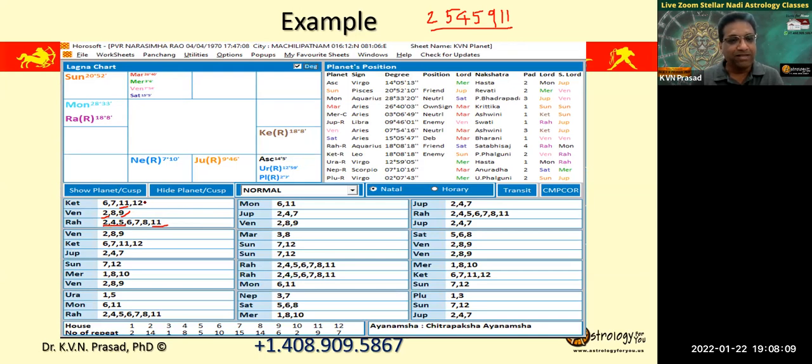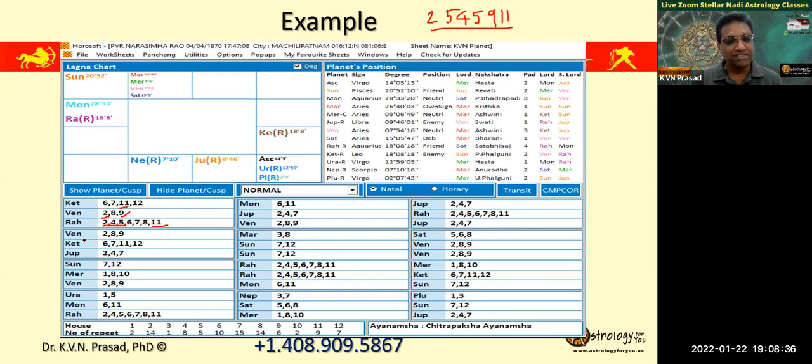That is one. So 2, 4, 5, 9, 11, in a combination of all three, we have to look, not just one star lord or one sublord. That is very, very rare. You have to see it like this. So Ketu has it.